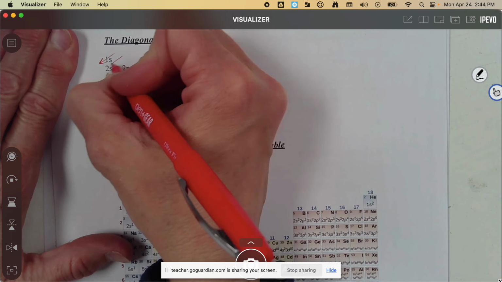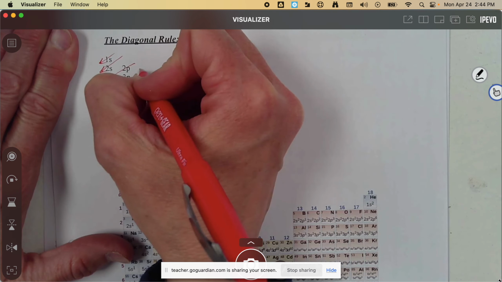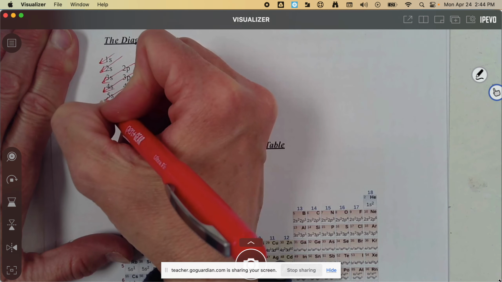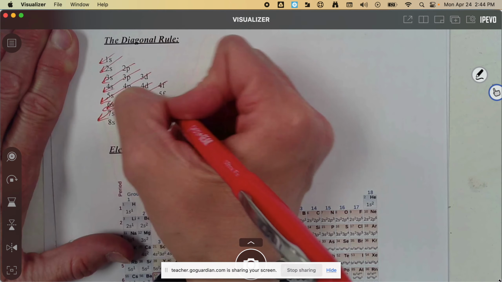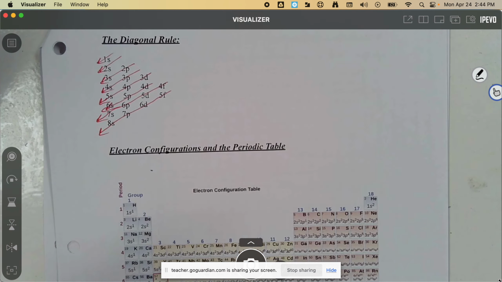And then you just throw in your arrows. And that's going to allow you to write your electron configurations without having to fill up the energy level diagram first.